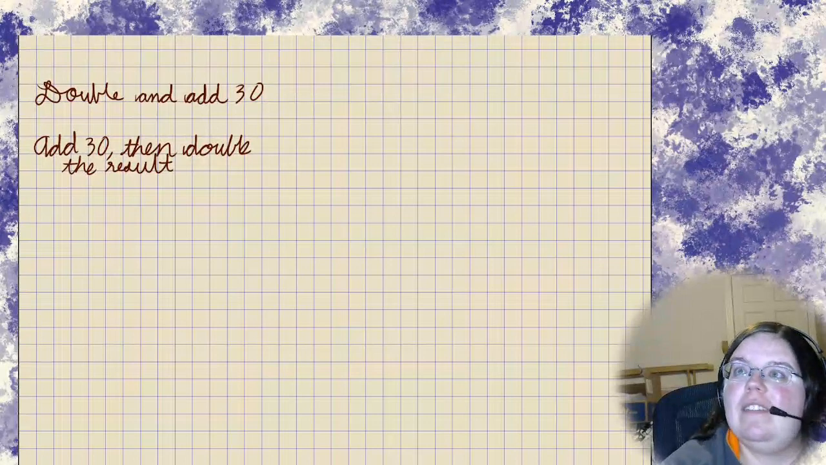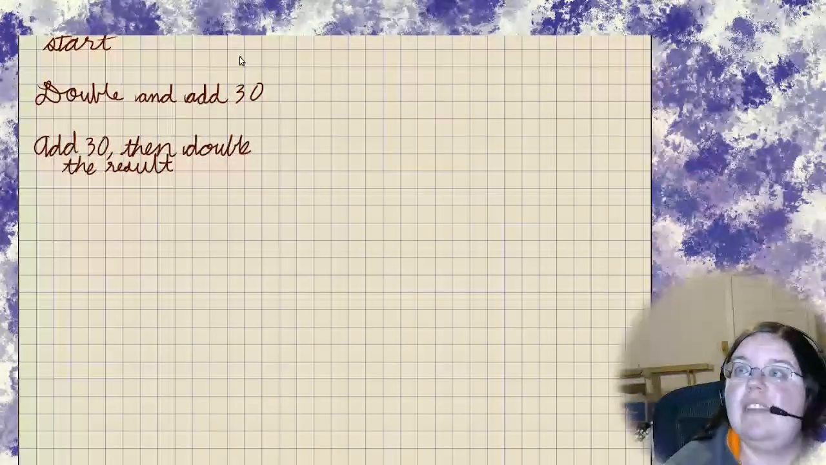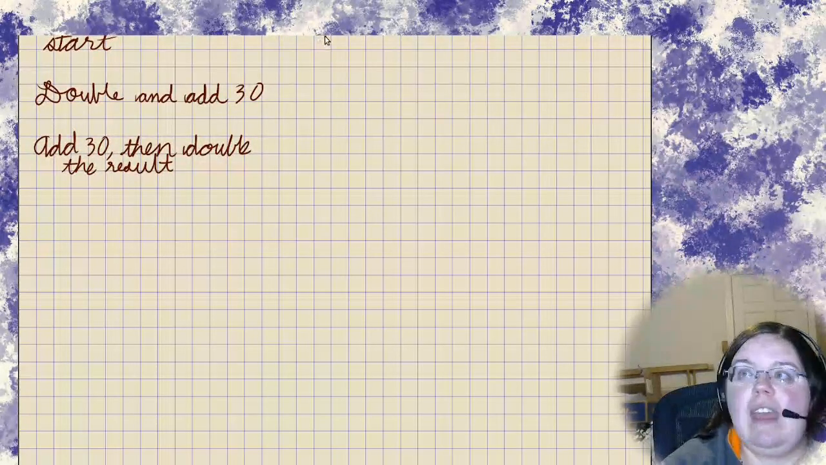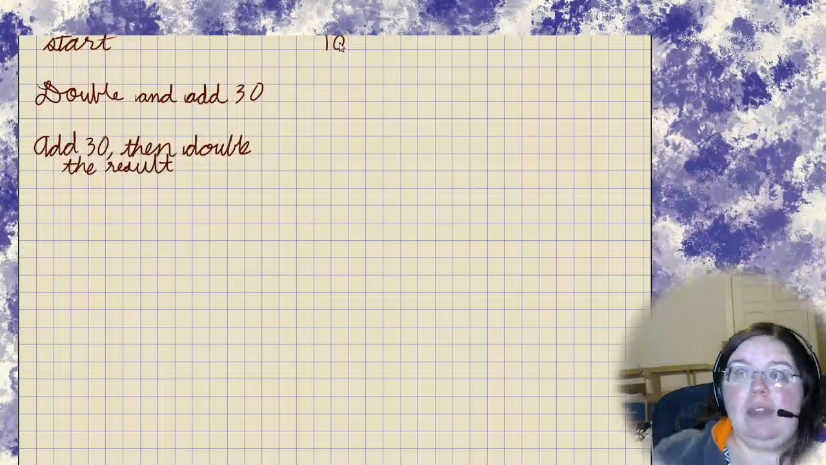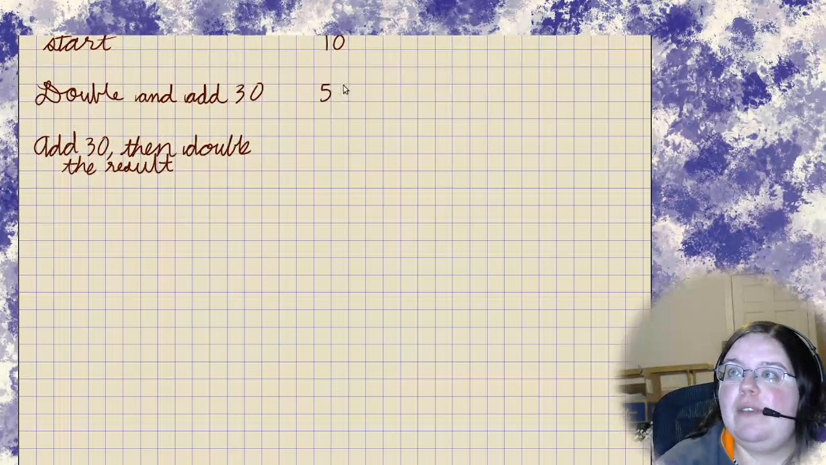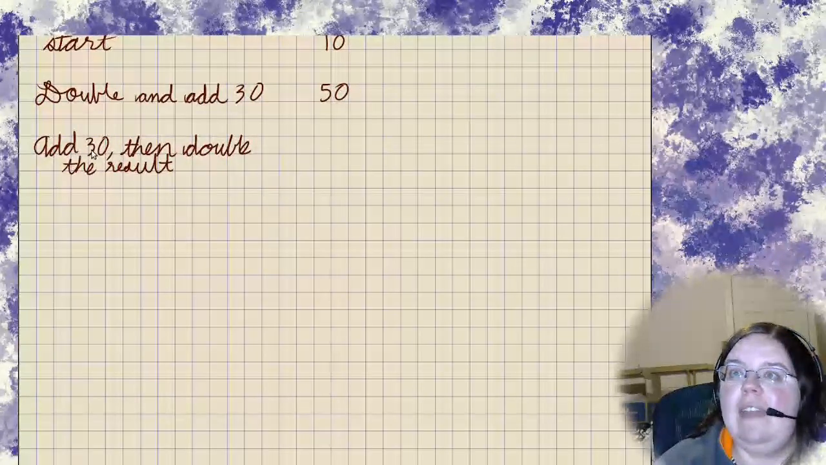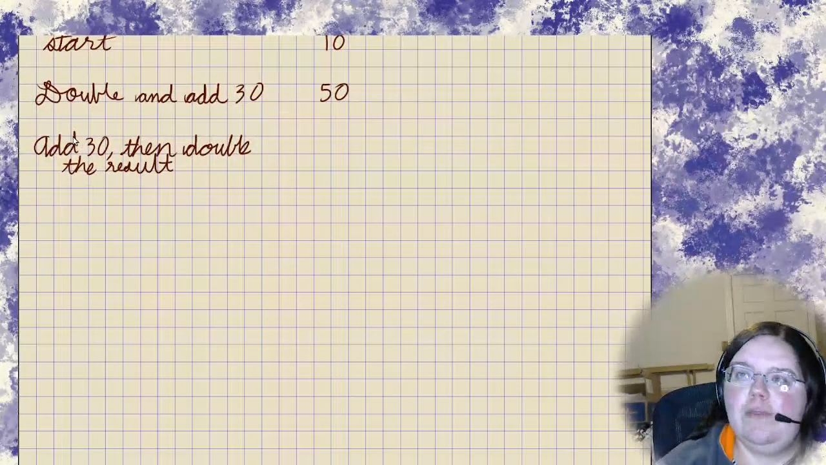verbal expressions. So we can deal with that by starting with different numbers, just like we did with the symbolic expressions. So one we could start with is 10. 10 is a nice round number, easy to work with. So 10, if we double it, we get 20. And then if we add 30, that's 50. Now, if we take 10 and add 30 and then double the result, well, 10, if we add 30, that's 40. Double the result, that's 80.